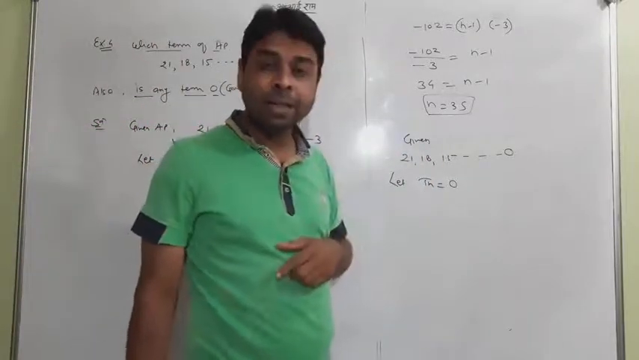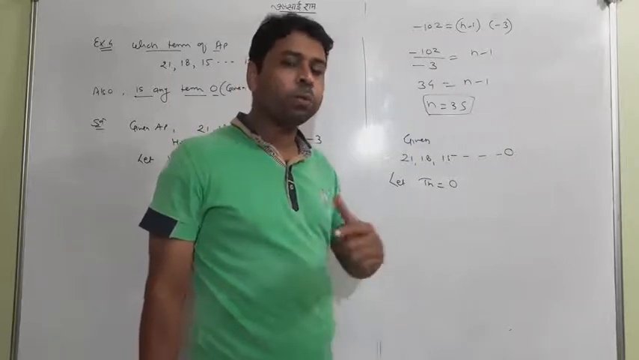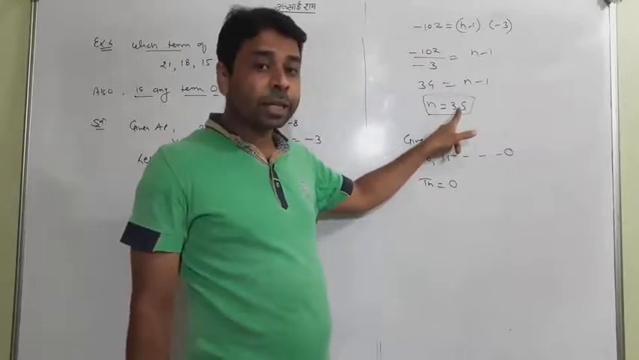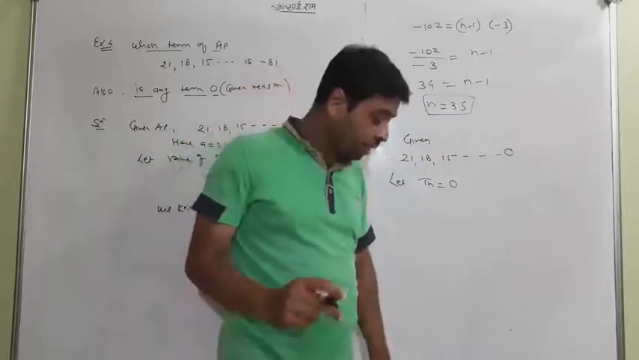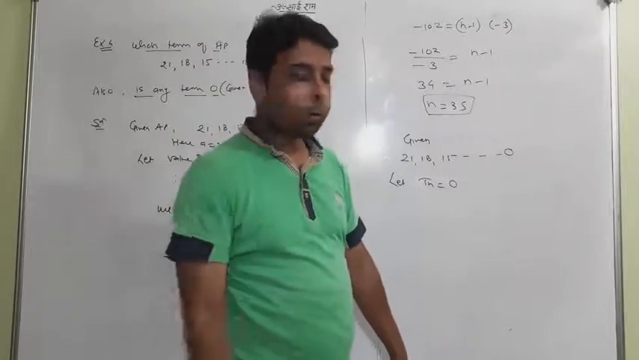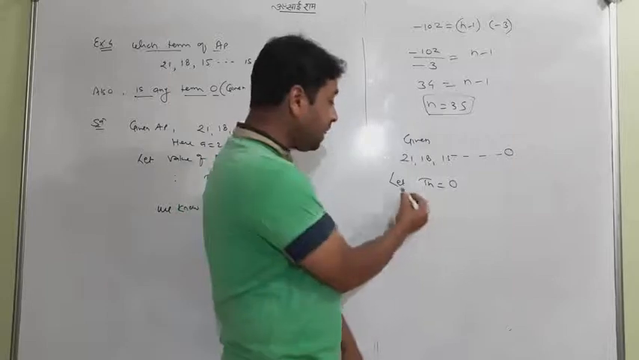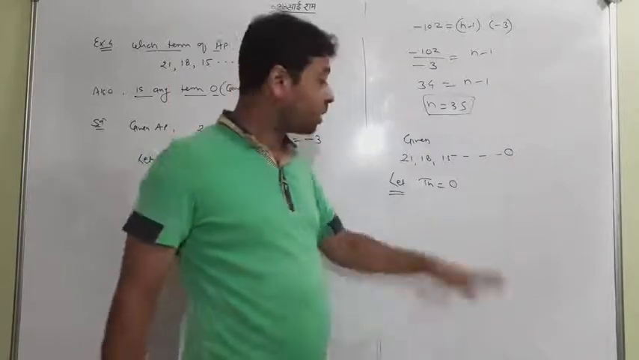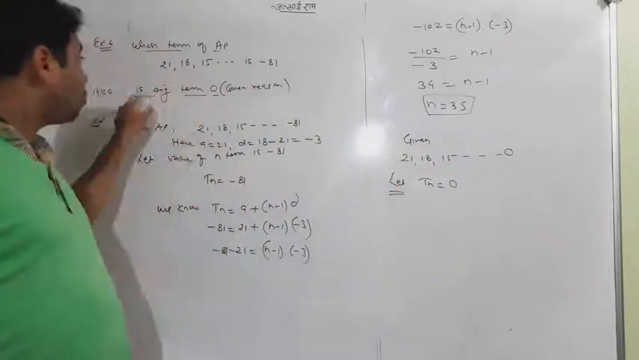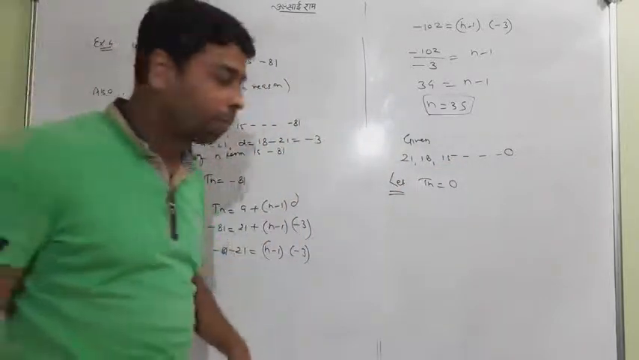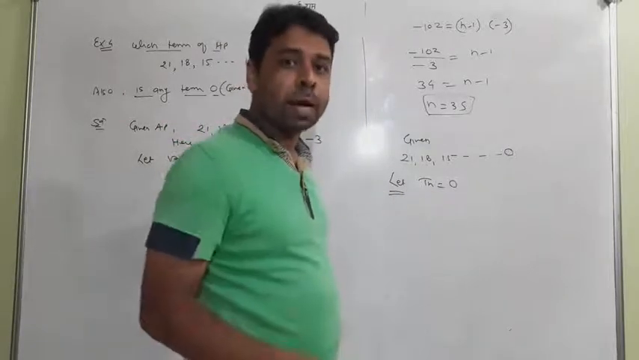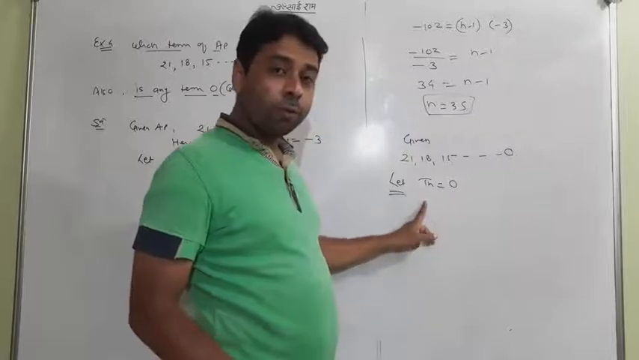Now we will find n. Look at one wonderful thing: n is always a natural number. n is never negative and never a fraction. If n comes as a fraction or negative, the condition is not possible. So we will find n from here. We assume that 0 is an element of the AP, any term of the AP. I don't know which term; I am finding the term whose value is 0. I consider that 0 is the value of the nth term.